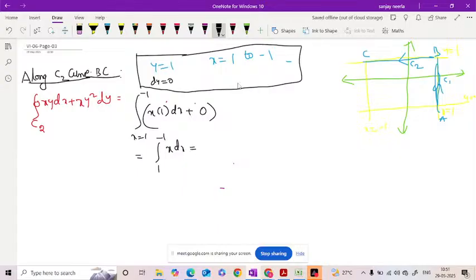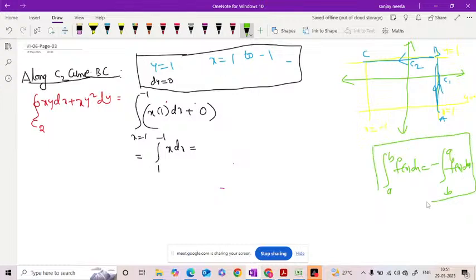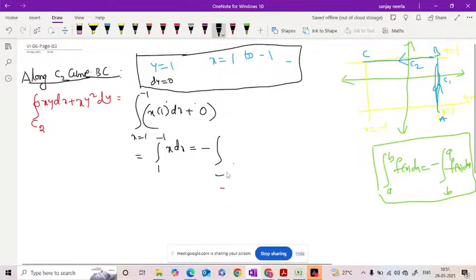After rewriting, that means after interchanging the limits, integral a to b f of x dx, you can write minus integral b to a f of x dx. So after changing the order of the integration here, after interchanging the limits, this result is minus integral minus 1 to plus 1 x dx. Anyway, this x is the odd function, so the result is entirely 0.